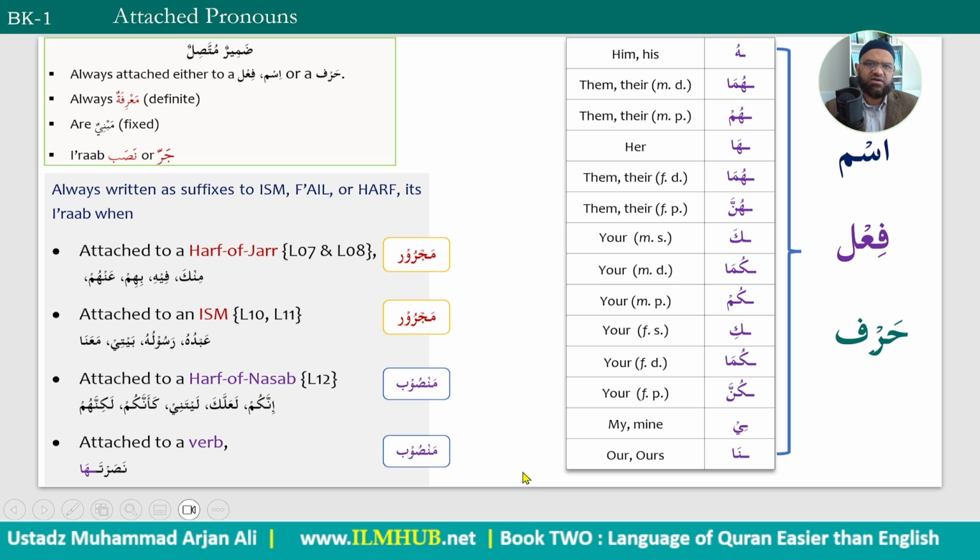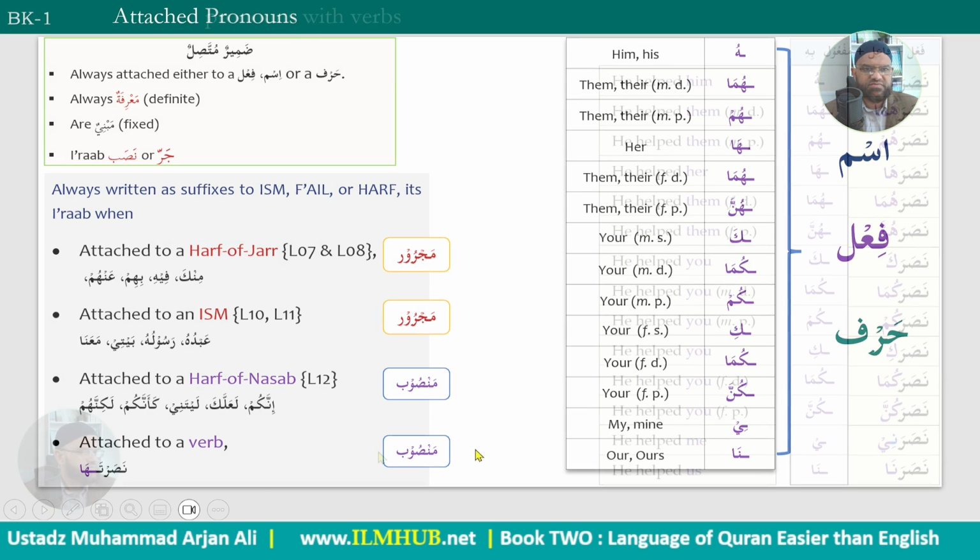So this sheet, inshallah, will give you the full summary of what you need to know about huruf. Again, it is very complex and a lot of people get confused, but I hope this sheet on its own, inshallah ta'ala, will give you the summary that you need. So the attached pronouns can be nasab or jar, and these are the occasions when they are jar, and these are the occasions when they are mansub.